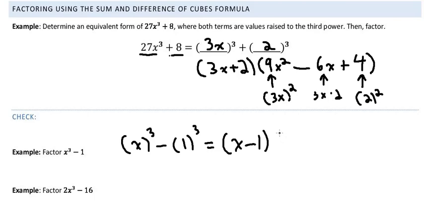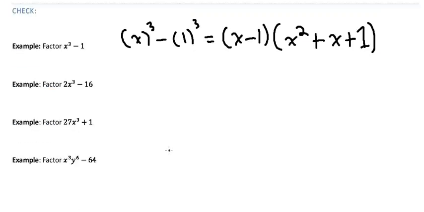The second parenthesis, I'm going to square the first term, so I get x squared. The opposite sign, so a plus. Multiply these in the middle. Now remember, we're going to ignore this negative because we already took care of the sign. So x times 1 would just be x. And then square the last term, so plus 1. And now I've factored, this time, a difference of cubes. Let's move on to the next one.